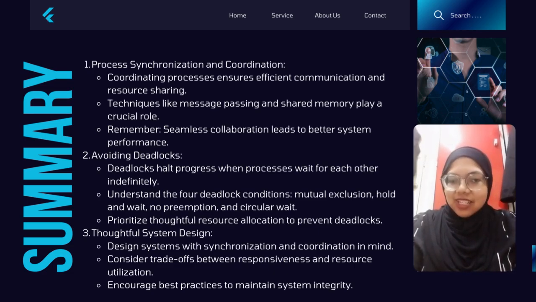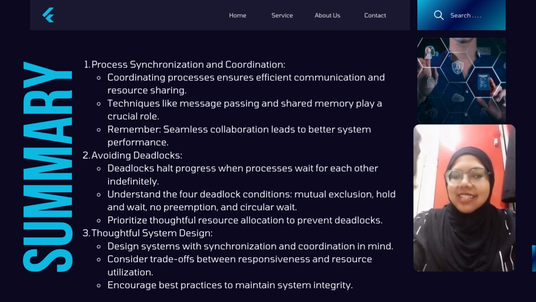Next, please avoid deadlocks. Deadlocks halt all progress when processes wait for each other indefinitely. Understand the four deadlock conditions: mutual exclusion, hold and wait, no preemption, and circular wait. Do prioritize thoughtful resource allocation to prevent deadlock.